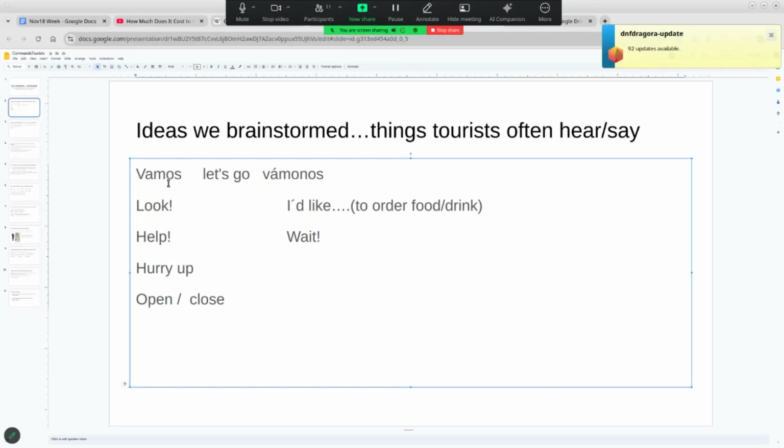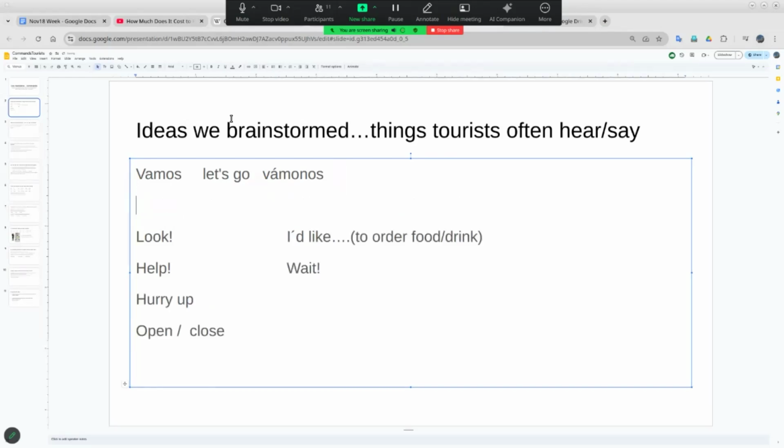Bien. Okay. Look. The command for look is going to vary on who you're talking to. So let's think about this first before we even do our brainstorm ideas. A command is always given to either an us group, and that means I'm in the group.